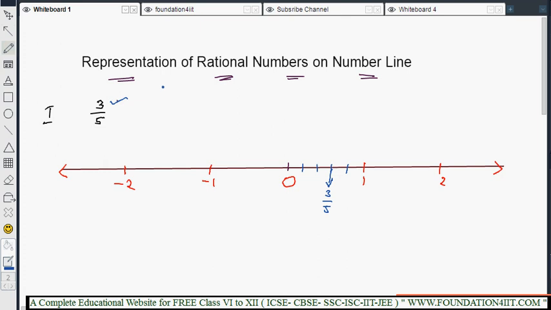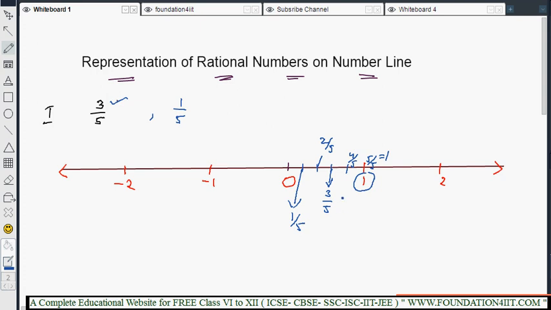So for example, they asked 1 by 5. 1 by 5 means this is also a proper fraction. Now 5 parts, in this the first part. Now this is only 1 by 5. So the next one is 2 by 5, 3 by 5, next is 4 by 5, this is 5 by 5. So 5 by 5 is nothing but 1. That's what we can make it as 1.